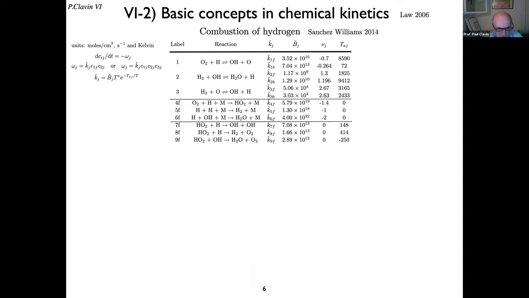For example, the hydrogen oxygen reaction. Here I have written, let's say, 11, 12 elementary reactions that are involved in the combustion of hydrogen and oxygen. This is already a reduced scheme. You have much more reactions than that. But these 11, 12 elementary reactions are shown to be the most essential elementary reactions that you have to take into account to describe the combustion of hydrogen and oxygen.